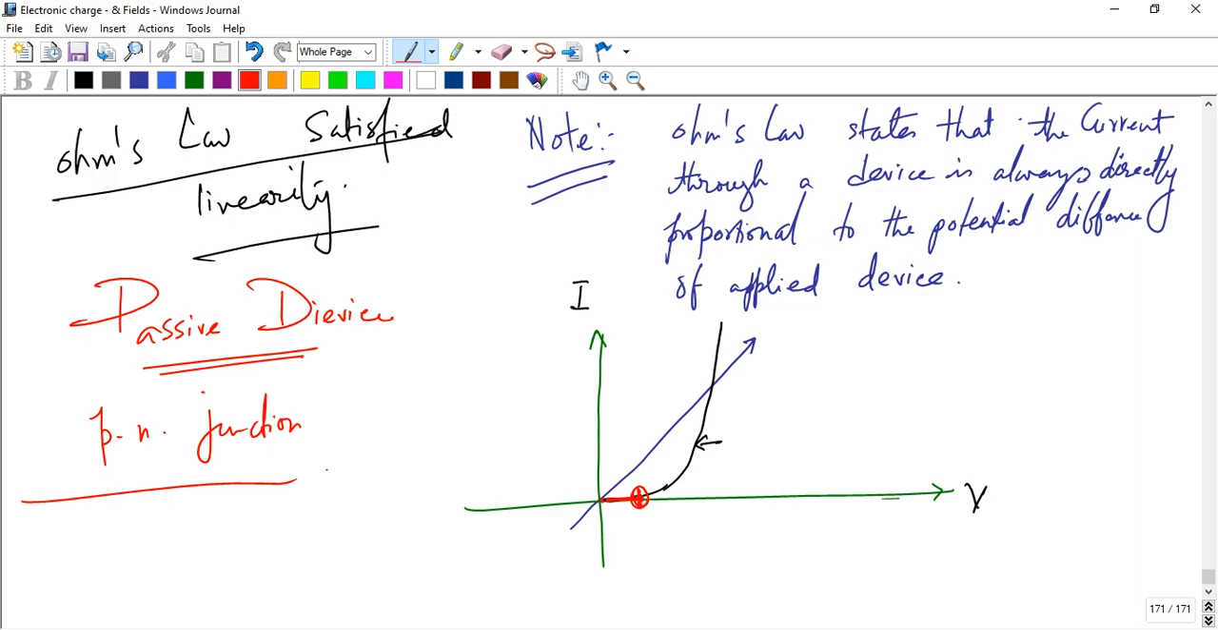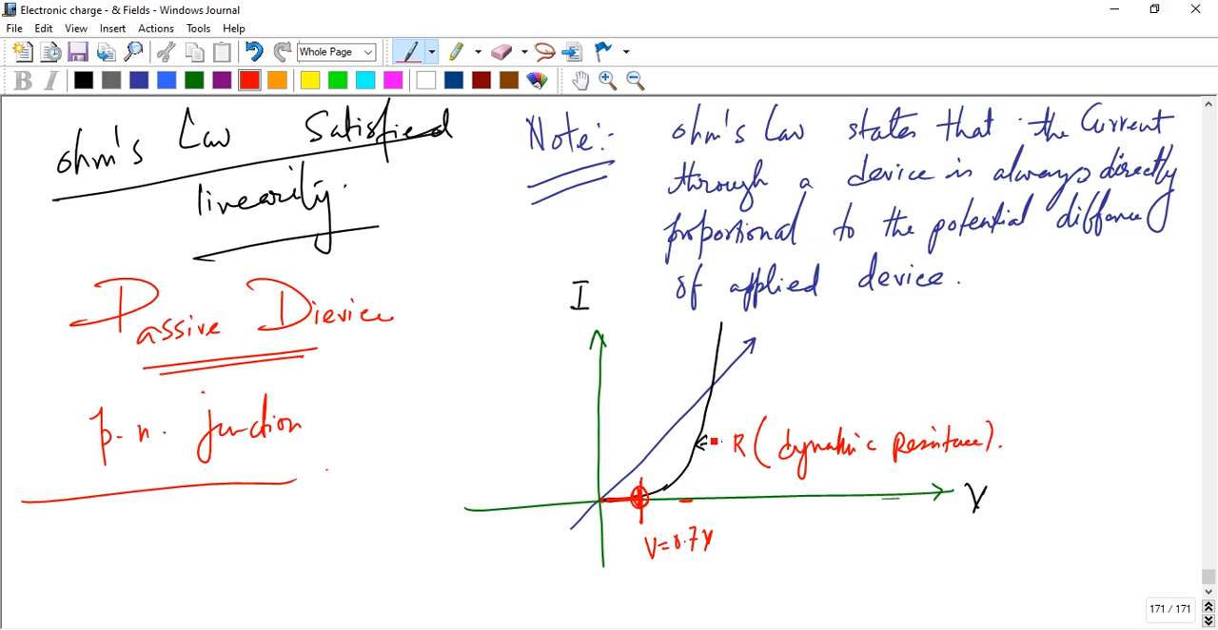And if I cross this potential, suppose in silicon that is equal to 0.7 volt, after crossing the 0.7 volt there is a huge current. A very small change in potential, but the current value is very high. So that's why this device is a non-linear device, a semiconductor device, and the resistance is a dynamic resistance.